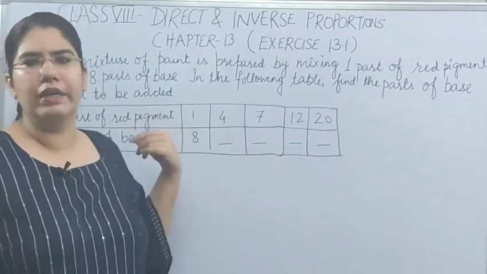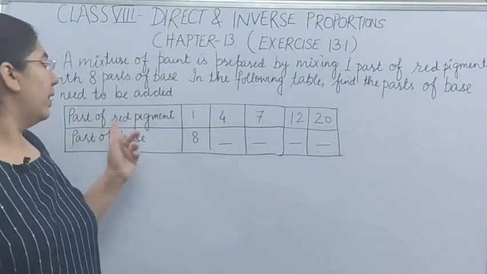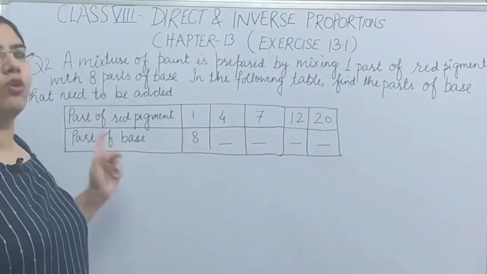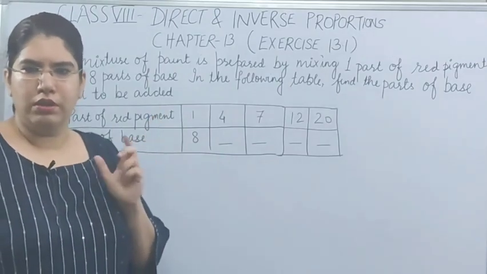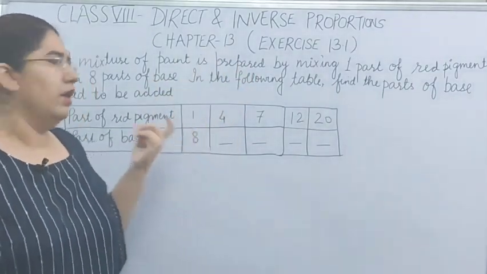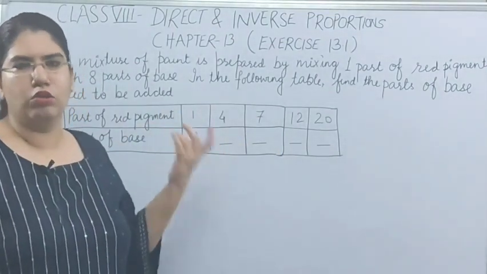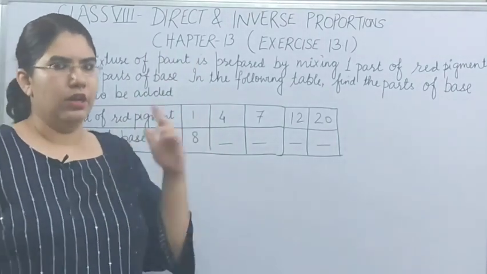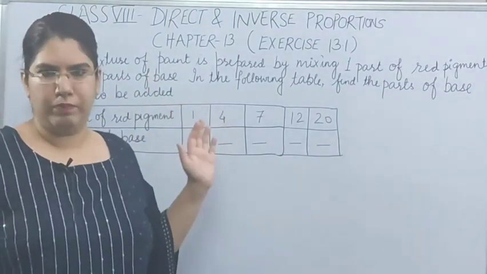Now, like I said in my previous class, step 1 is to check whether the two quantities are in direct proportion or not. So, do we all agree that if I increase the quantity of red pigment, I will have to add more quantity of base in order to maintain the same color proportion? Yes or no? If I have to get that particular color shade, the more red pigment I add, the more base I will be required to add, so that my original color combination remains intact, right? So, this is a case of direct proportion.